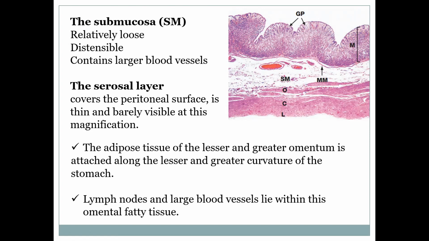In the lesser and greater omentum, there is adipose tissue, and the lesser and greater omentum are attached along the lesser and greater curvature of the stomach. And there are lymph nodes and large blood vessels within this omental fatty tissue.